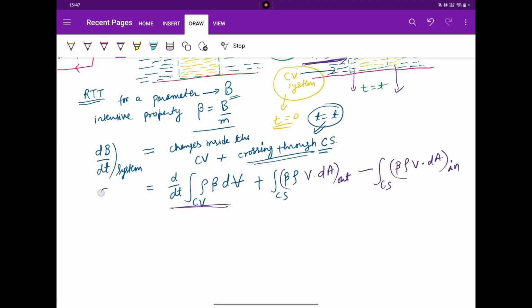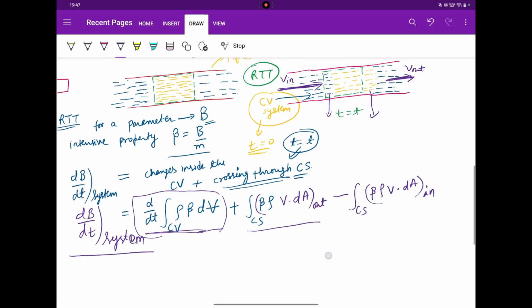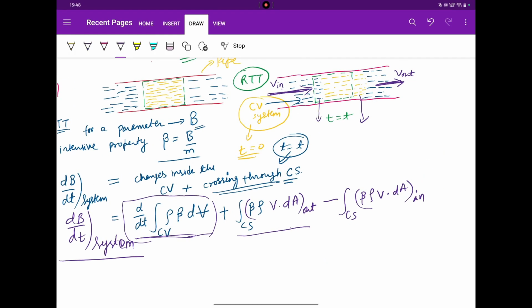So I'm going to write it again, dB by dt of the system. So how did you relate? The change in property B in the system is equal to the change in property B inside the control volume plus the property that has crossed out from the control surface that you must consider, because you want to focus on a system, and system means the same matter. You have to focus on the yellow color fluid. Okay, so whatever yellow color fluid would have crossed the control surface, you have to consider, in minus whatever.